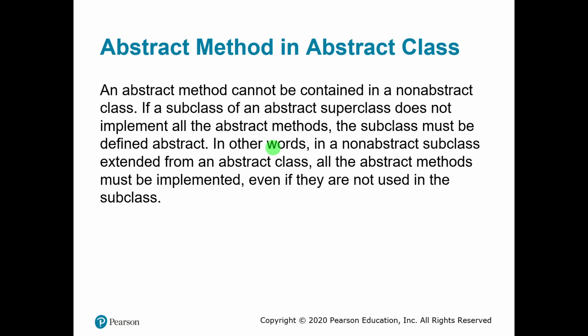I'd have to write another class that inherits from circle, and then I'd have to put it in there. So in other words, for a non-abstract subclass extended from an abstract class, all the abstract methods have to be implemented. So this is the rule. All abstract methods have to be implemented, even if they're not used in the subclass, they have to be there, or the class has to be abstract. That's the only way to get around it, is to create another abstract class. And later on, that just passes the responsibility down to other classes that would inherit from that.